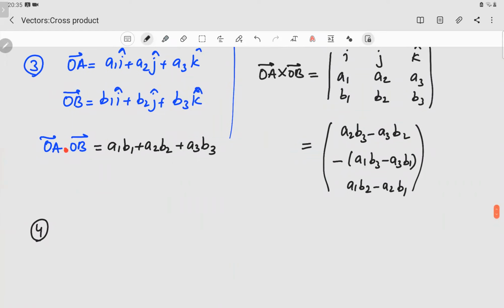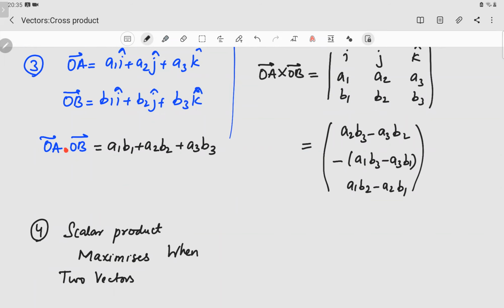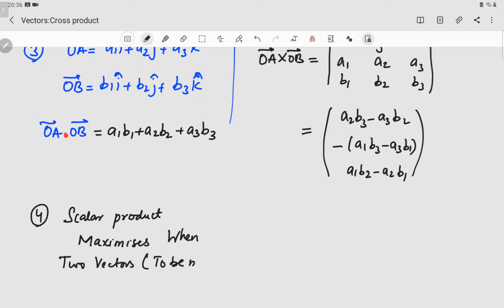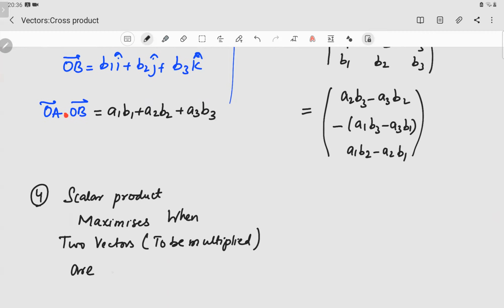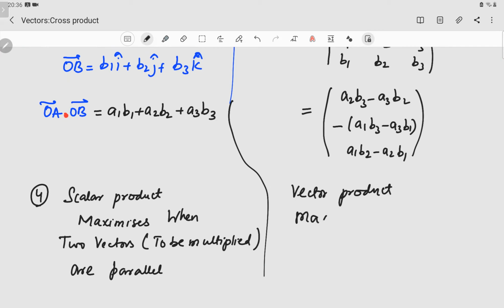The fourth point is that scalar product maximizes when two vectors are parallel, when two vectors which are to be multiplied are parallel, and vector product maximizes when two vectors to be multiplied are perpendicular to each other.